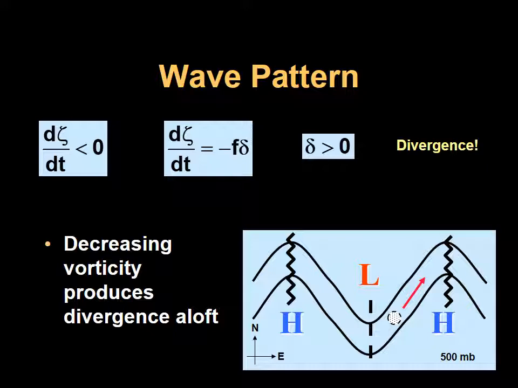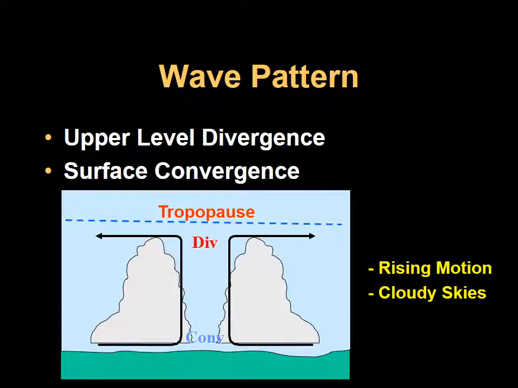And because of that, if the left-hand side is negative, the right-hand side needs to be negative. How does that become negative? Well, you got a minus sign out there. f is always positive, so that must mean that delta is positive to make that right side negative. A positive delta means divergence. So we have divergence aloft. And because the tropopause is a lid on the atmosphere, if it's diverging aloft, that must mean you have rising motions and convergence in the lower levels of the atmosphere.